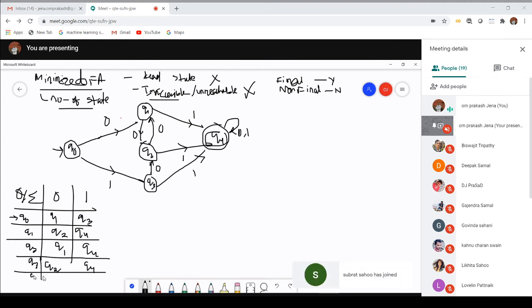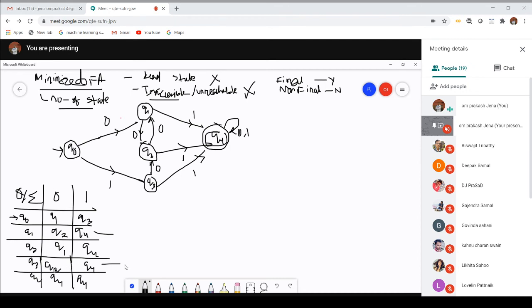Good. On Q4, if I pass 0, it will move to Q4. On 1, it will again move to Q4. Now I have already found these: Q1 Q3, Q2 Q4, Q1 Q4, then Q2 Q4 and Q4 Q4. Out of these I have to check which have the similar characteristic, then I can go for merging of these two. On input symbol 0, now you can check, here it will be Q2, here it will be Q2. Q4. Am I clear to all of you?